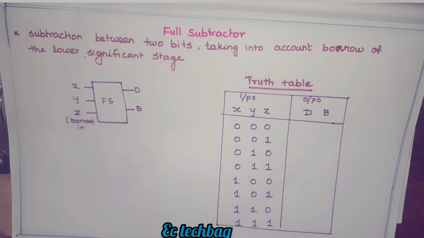In this video, we will learn about full subtractor. Full subtractor is a combinational circuit that performs the subtraction between two bits, taking into account borrow of the lower significant stage. So totally, it involves three bits.